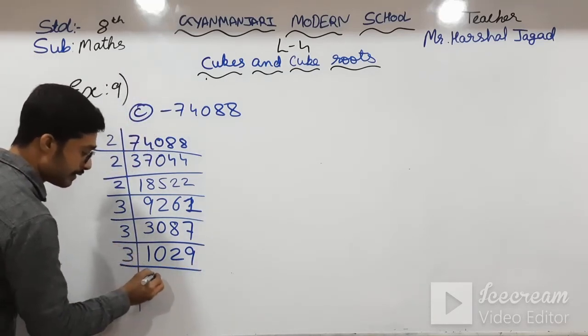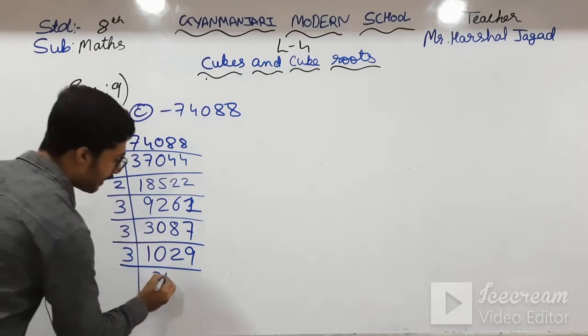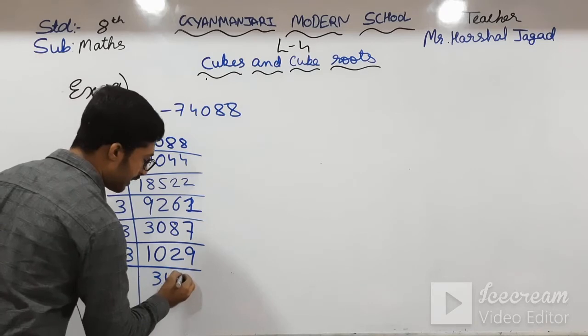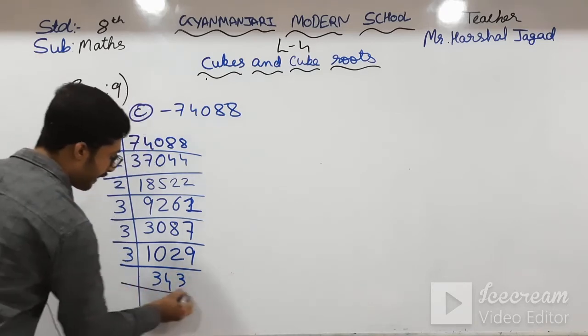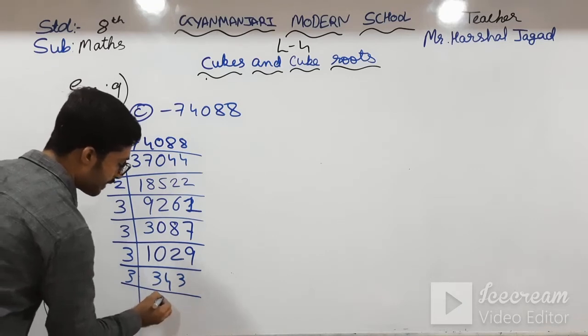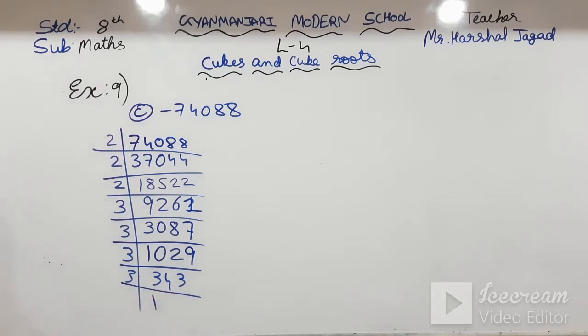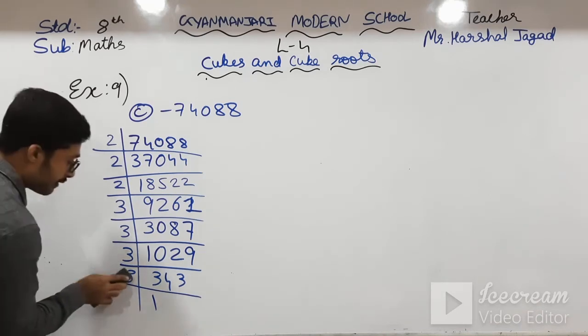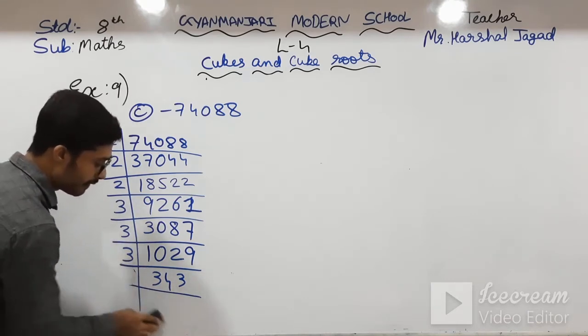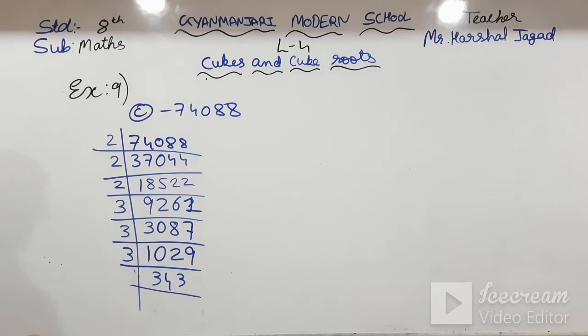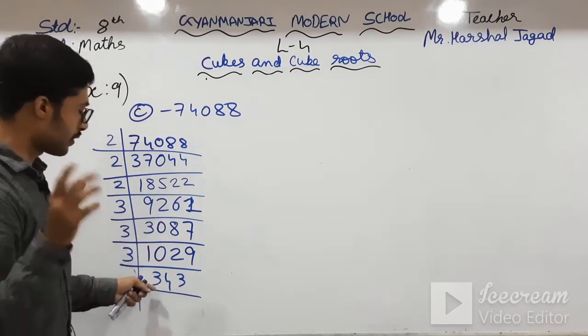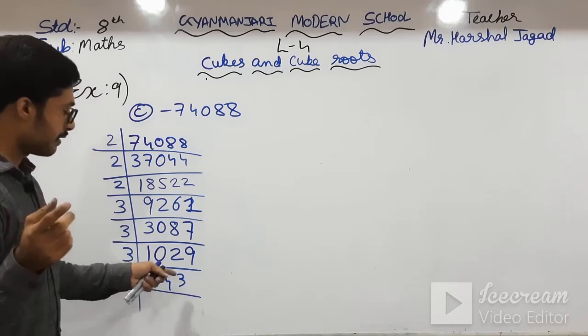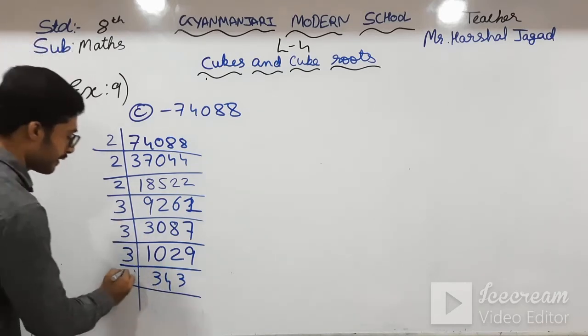3 9s are 27. Again with 3. 3 3s are 9. 3 4s are 12. 3 3s are 9. Again with 3. 3 1s are 3. Again it will not happen with 3. Why? Because it does not divide. Now we will try with 4. 4 also not. 5 no. 6 no. 7. Yes, we will try with 7.